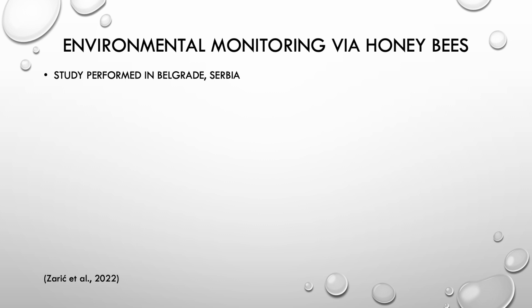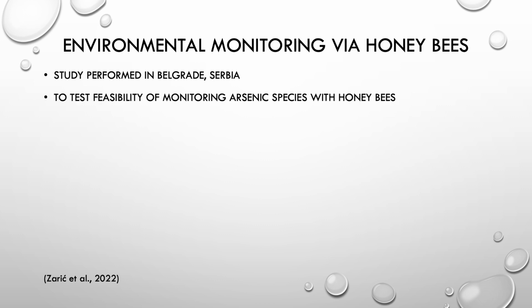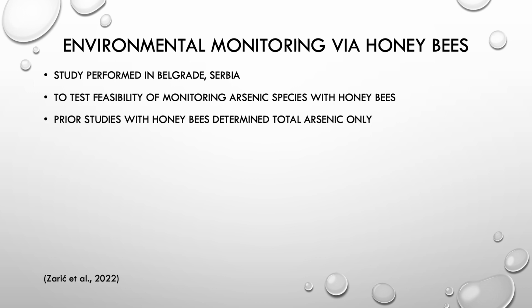In a recent study involving honeybees from Belgrade, Serbia, they were testing the feasibility of monitoring arsenic species with honeybees. Prior studies with honeybees were only able to determine the total arsenic levels. However, arsenic toxicity differs significantly by speciation. As we said earlier, inorganic arsenic is much more dangerous, much more toxic than the organic forms.